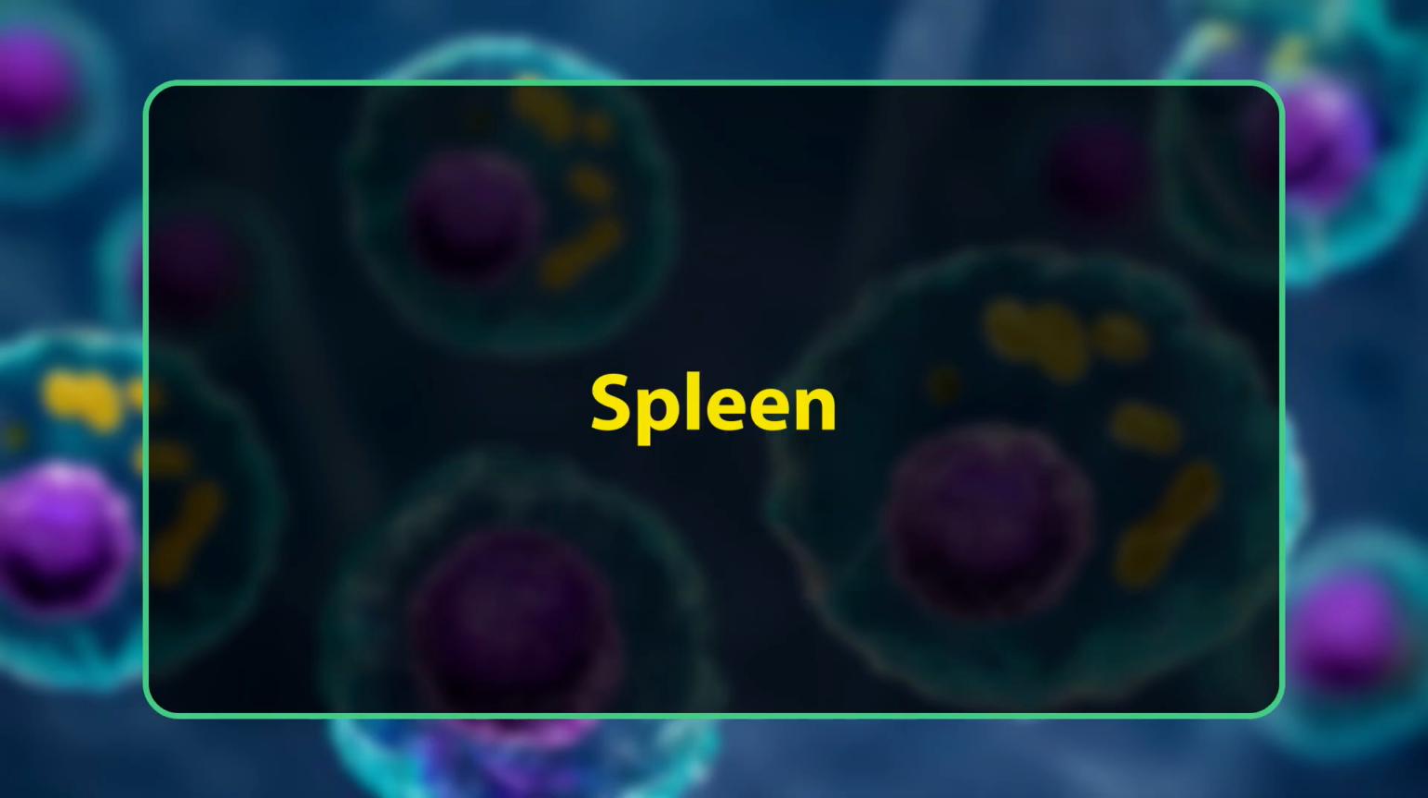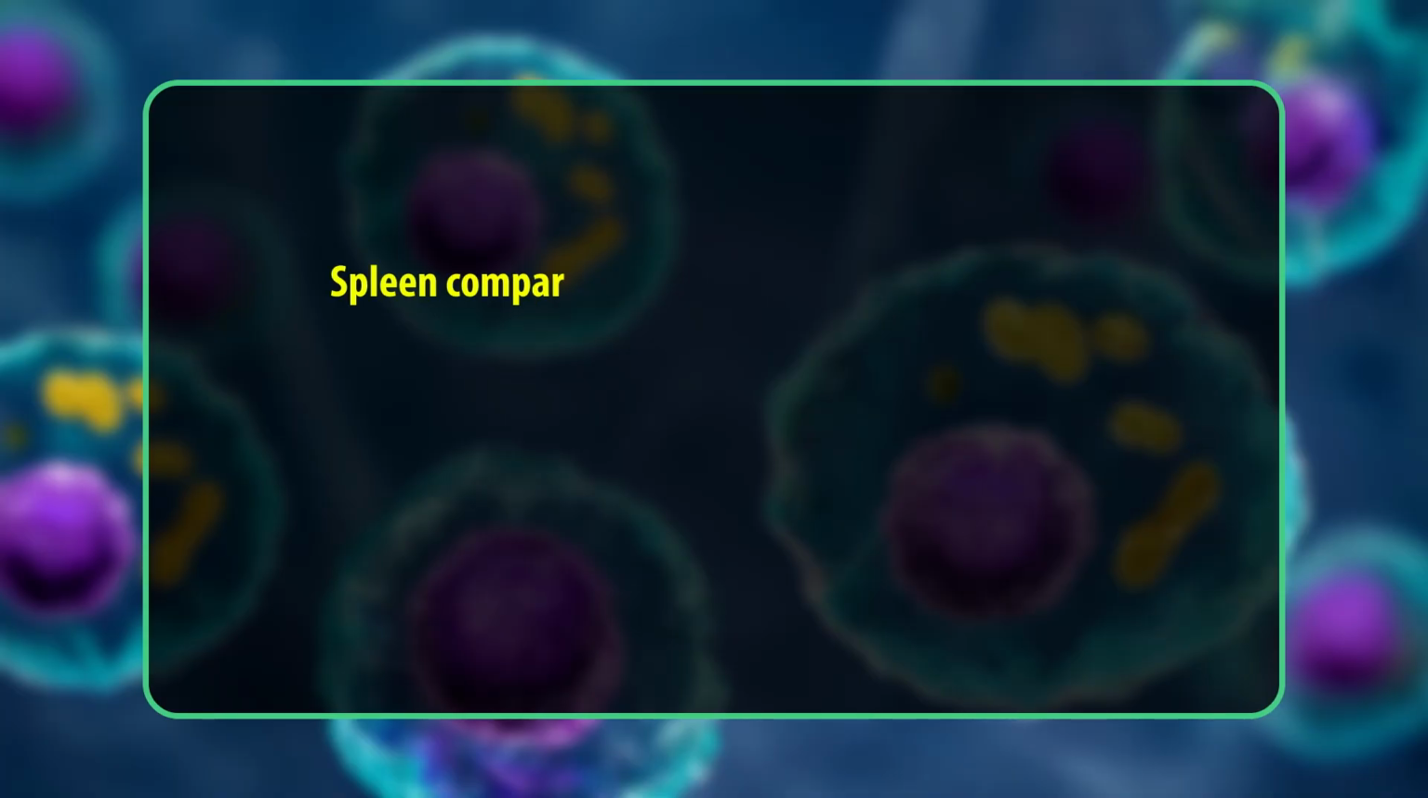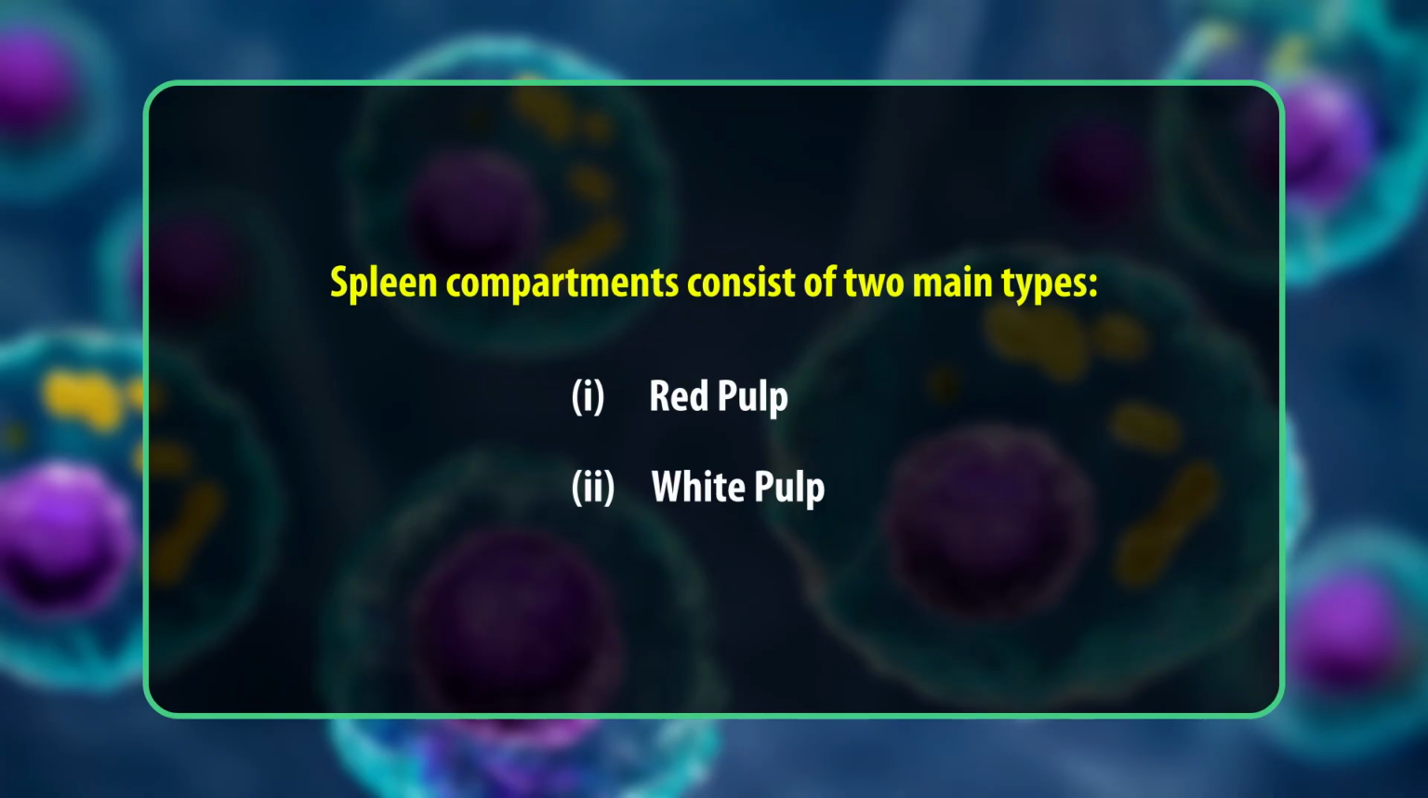Now, spleen. The spleen is a fist sized organ just behind the stomach that collects antigens from the blood. It also collects and disposes of senescent red blood cells. Structurally, the spleen is enclosed by a capsule with projections, trabeculae, that create compartments. These compartments consist of two main types, a red pulp and white pulp.